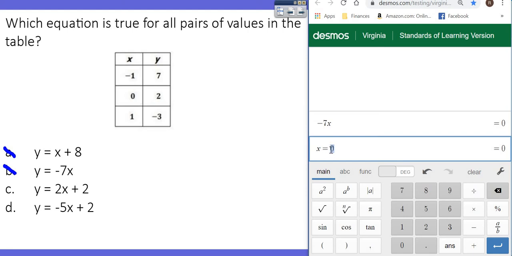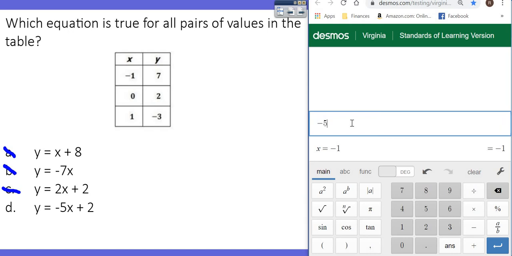So I'm going to come back over here, and we're going to do it again. We're going to go to C. 2x plus 2, and x is equal to -1. That gives me 0, so that one didn't work at all. All right, so I'm going to mark it out. And yes, you could tell me that you know it's D, but I want to try it.